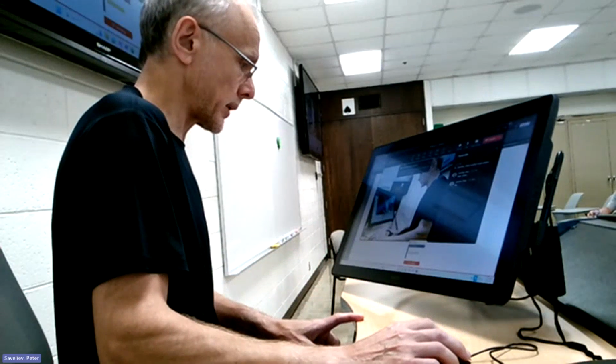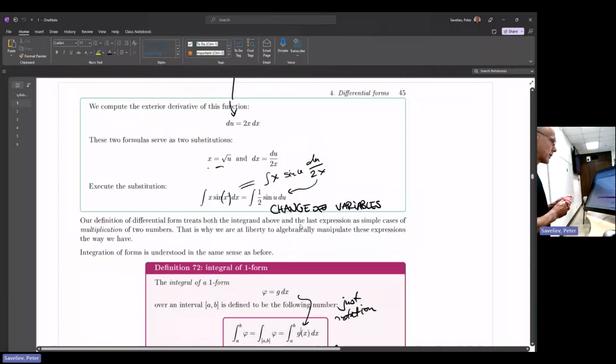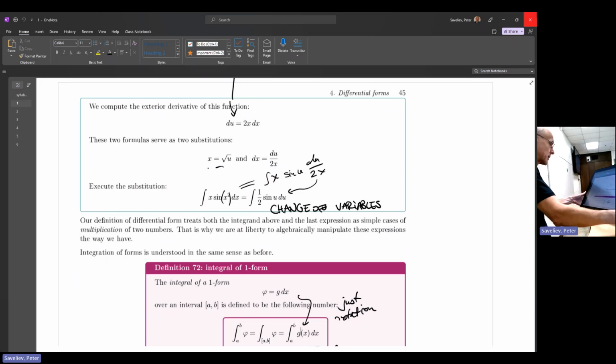Last time we talked about differential forms, just another angle. It's the same business as derivatives and integrals. They're not going anywhere, but it's a reinterpretation of the integrals and derivatives. So derivatives can be interpreted now as fractions, okay?